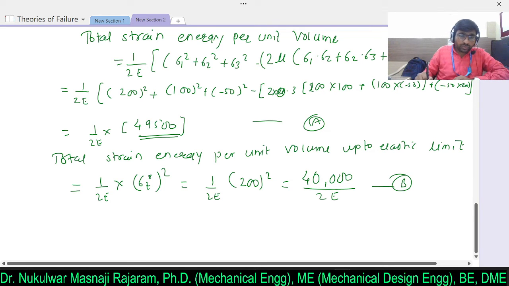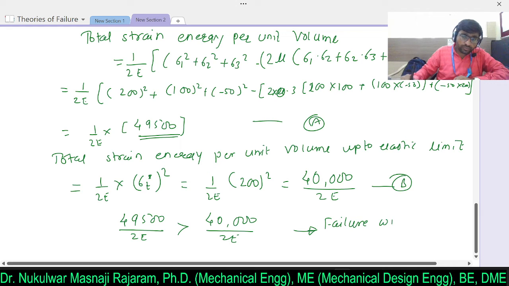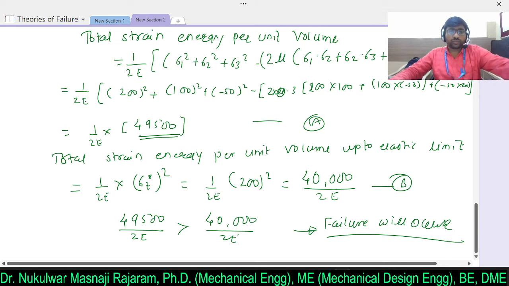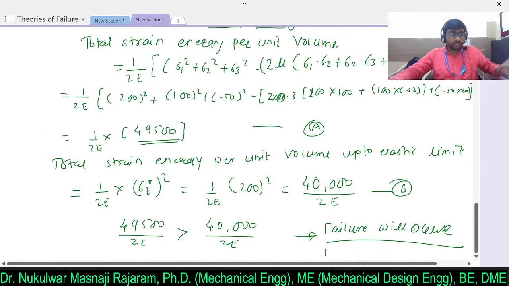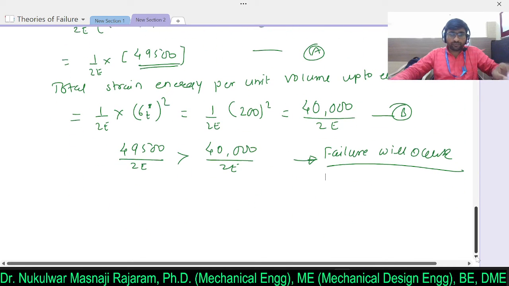So I can say that this value is greater than this value. So from this theory also we can say that failure will occur. Clear? Simple. So with this we learned that from four theories, we can say that the failure will occur.